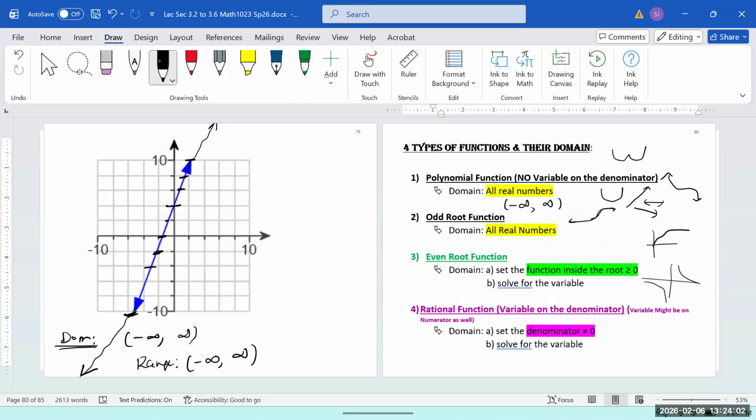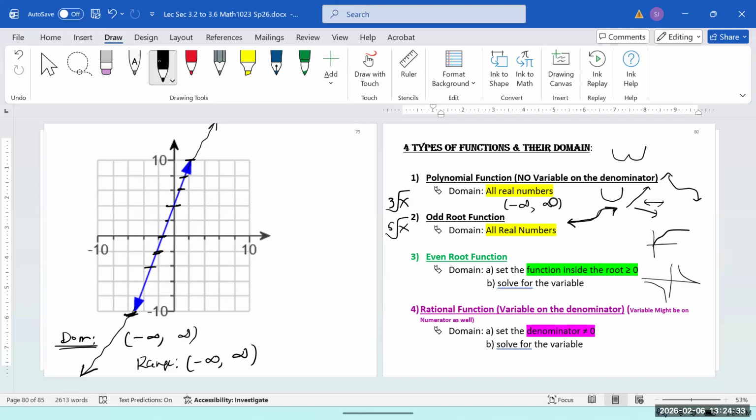This one is the graph of a cubic root function. Cubic root, it's like cube root of x, or let's say fifth root of x. So in your radical, if you have an odd number, your function is continuous forever. So domain is negative to positive infinity. So for polynomial and odd root, we are safe. No problem at all. Domain is automatically all real numbers.